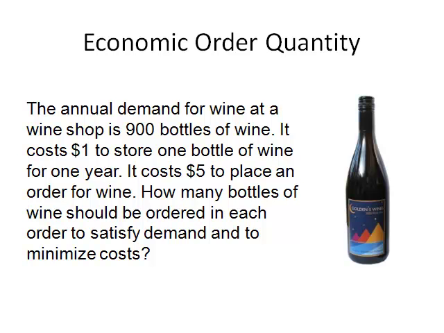The power of this strategy really shows when developing more complicated objective functions. Suppose the annual demand for wine at a wine shop is 900 bottles. It costs $1 to store 1 bottle of wine for 1 year, and it costs $5 to place an order for wine. How many bottles of wine should be ordered in each order to satisfy the demand and to minimize costs?